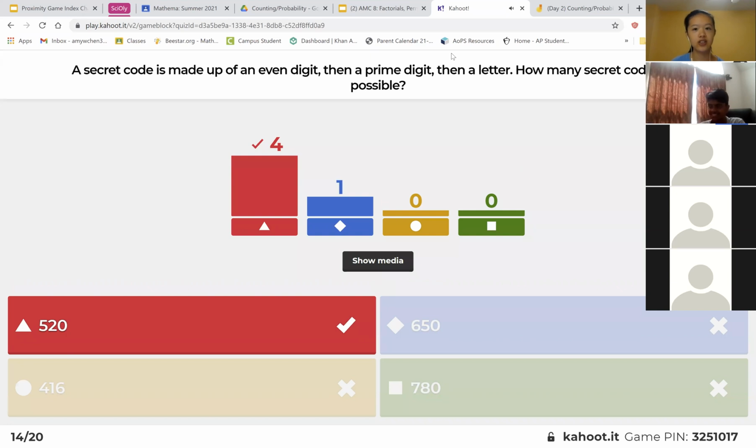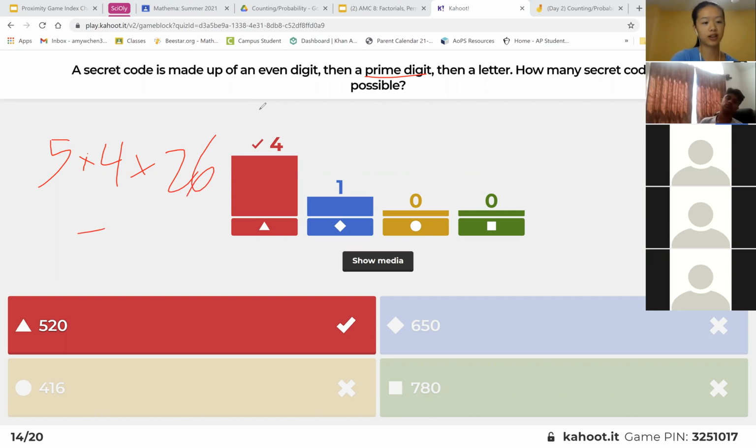Okay. Yes, this one basically, there are 5 possible even digits. You could have 0, 2, 4, 6, and 8. That's 5. Then how many prime digits are there? Well, there's 2, 3, 5, and 7. Those are the only prime digits. 1 is not a prime digit. So there are 4 prime digits. Finally, there's 26 letters. Multiplying it out, that is 520.